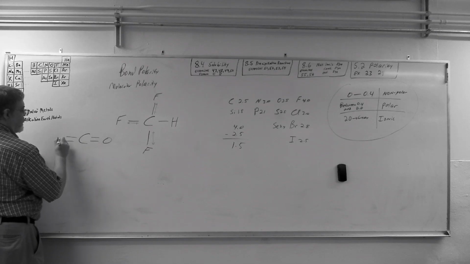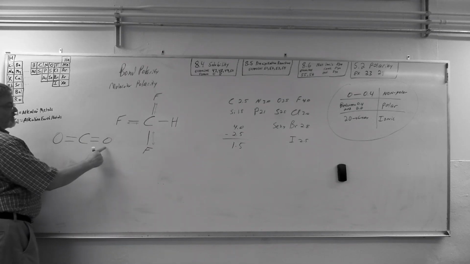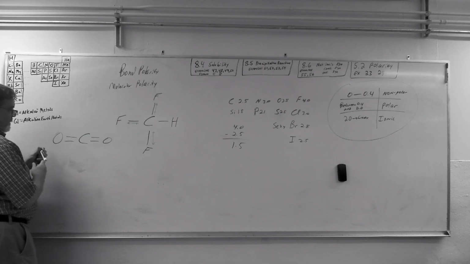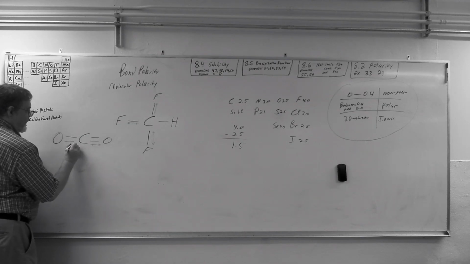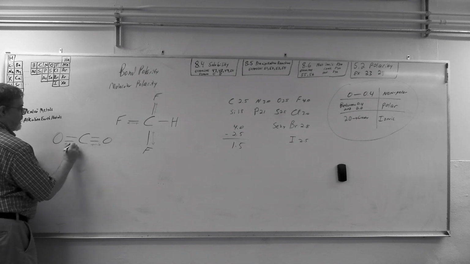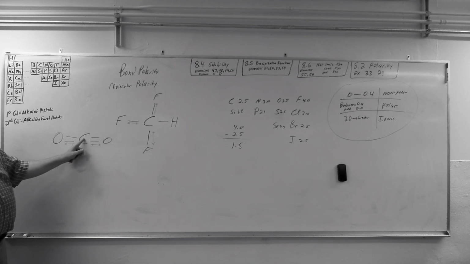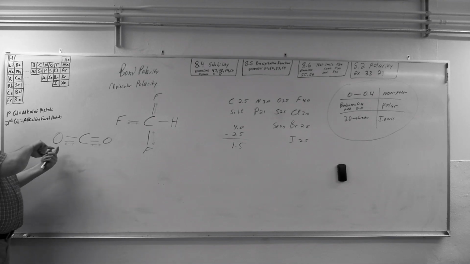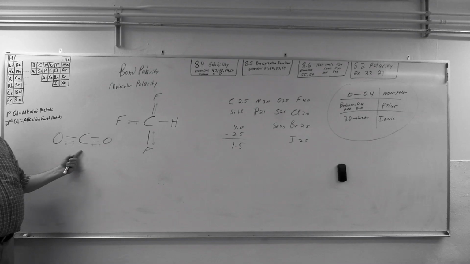Same here. Difference between carbon and oxygen will make this polar. But that's a linear molecule. If I ask you what's the shape here, you would say linear. Those perfectly diametrically oppose each other. They cancel each other out. This is a non-polar molecule.